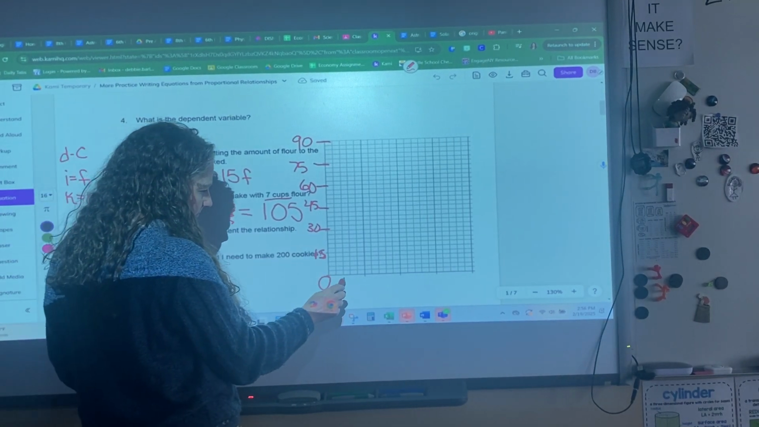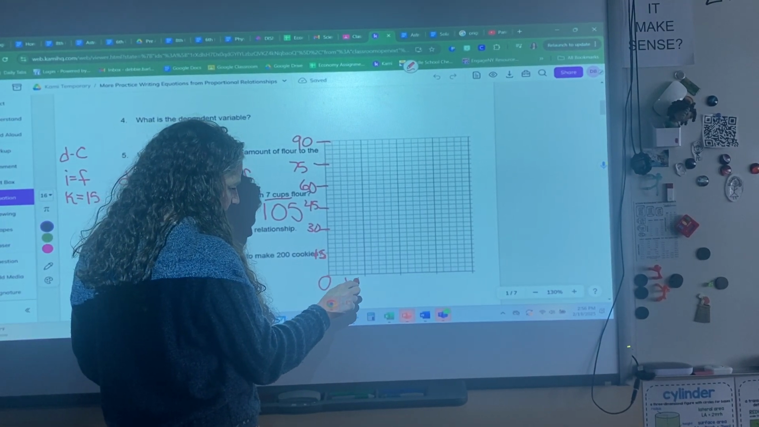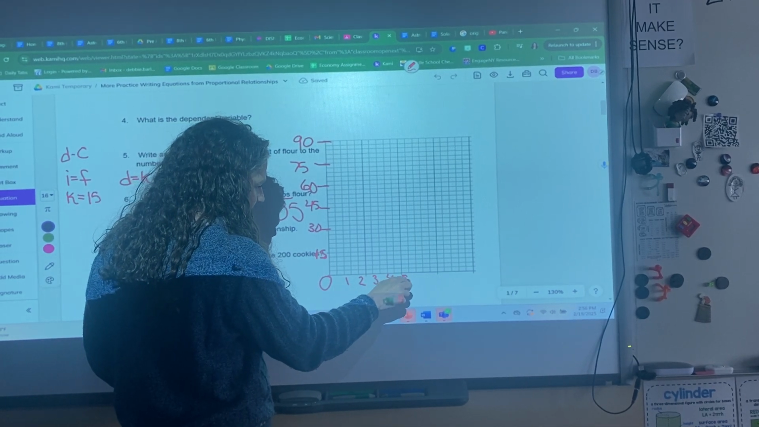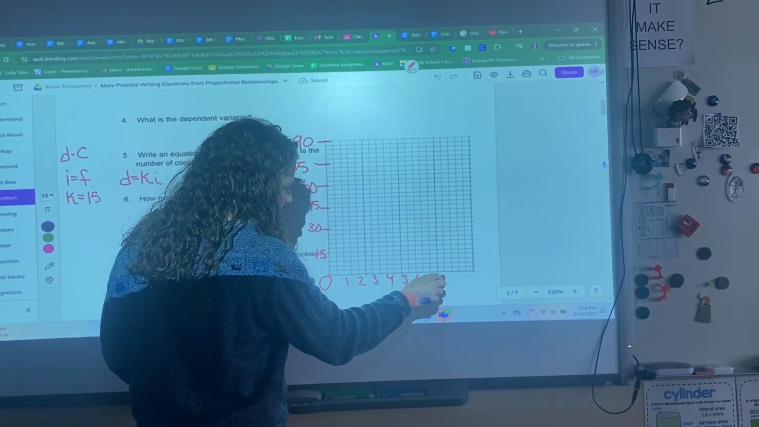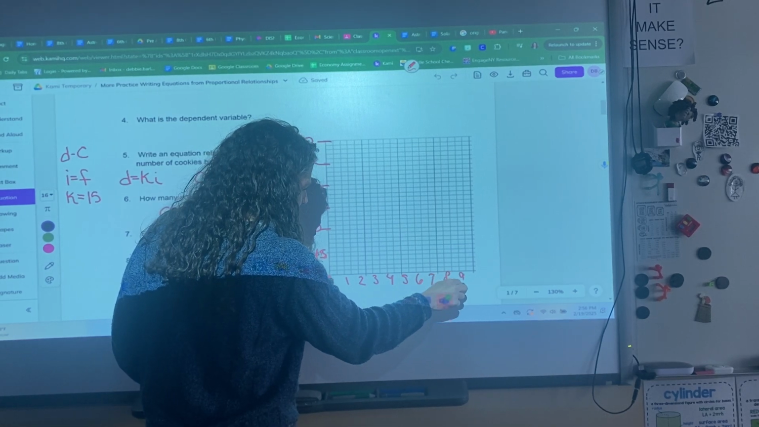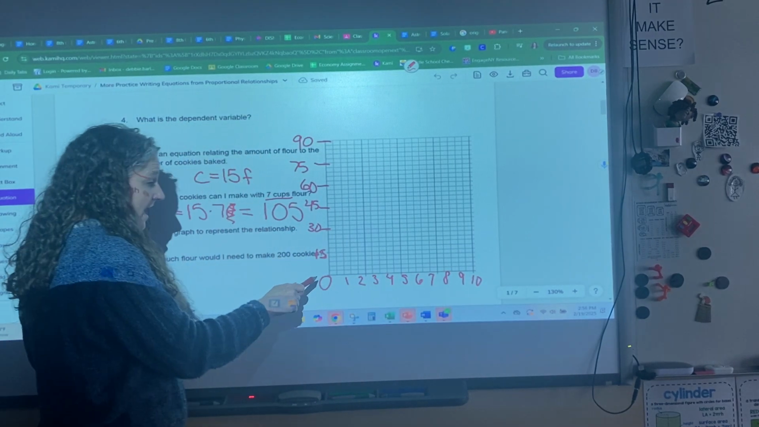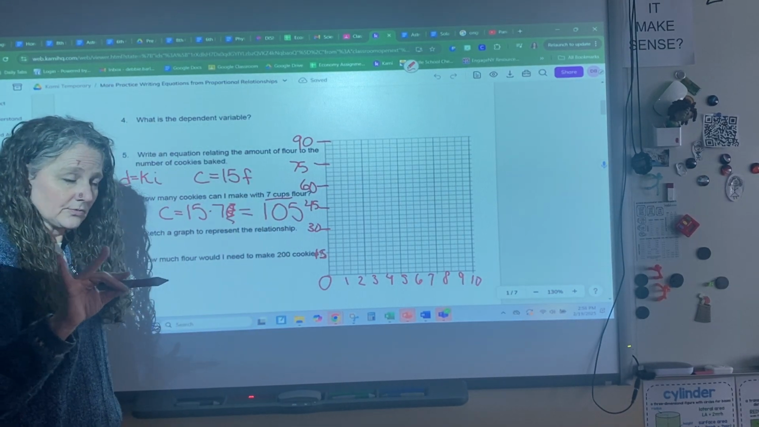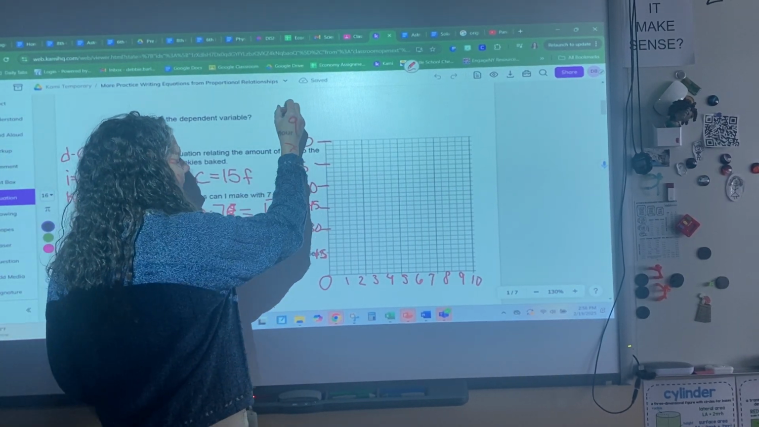What do you guys think? 1, 2, 3, 4. Spread it out a little bit. 6, 7, 8, 9, 10. So if I have 1 cup of flour, oh wait, I need to label my graph. How do I label this side? Cookies.